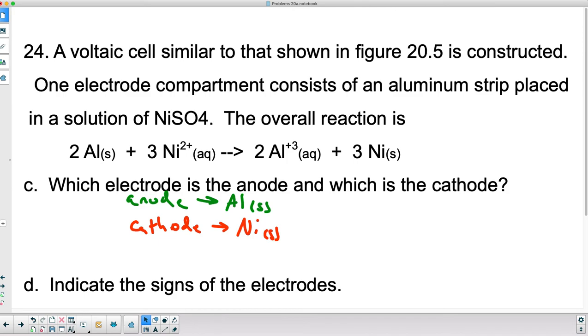Indicate the signs of the electrodes. Now, the signs mean, obviously the aluminum part at the anode, what sign is that?